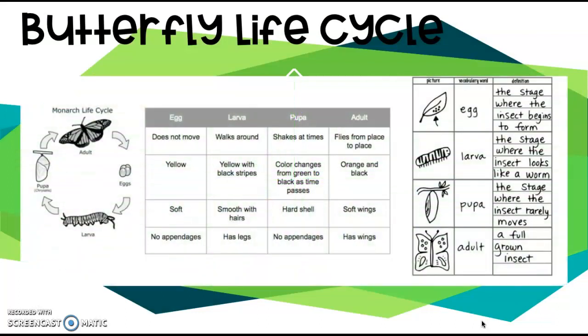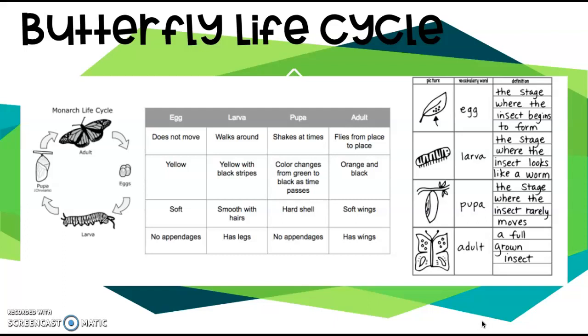This is just a little bit more butterfly life cycle information. It just kind of breaks down the chart and what's happening, what it looks like, so you can see for the monarch butterfly life cycle. During the egg stage, it does not move. It's yellow, soft, and it has no appendages.